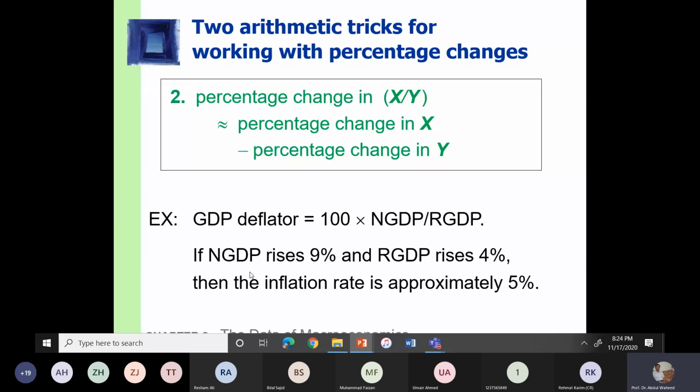So simply, if we know by what percent nominal GDP growth has increased and by what percent real GDP has increased, then we can say by what percentage the inflation rate has increased, using this trick. 9% minus 4% is 5%. So this means the inflation rate increased by 5%. So this is the second trick. Now I will take your test.